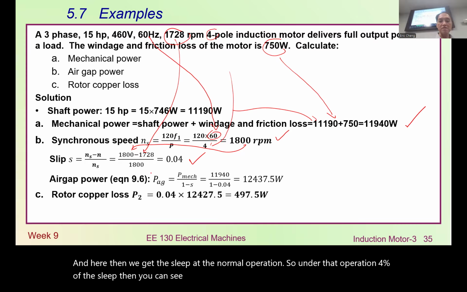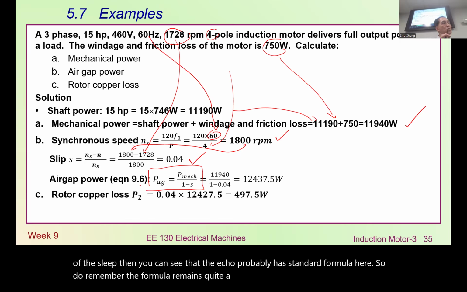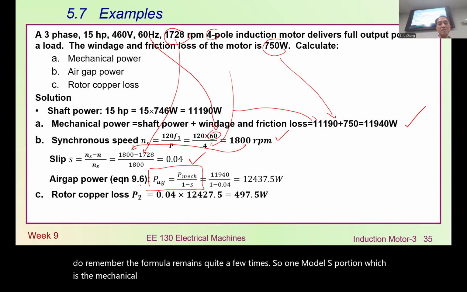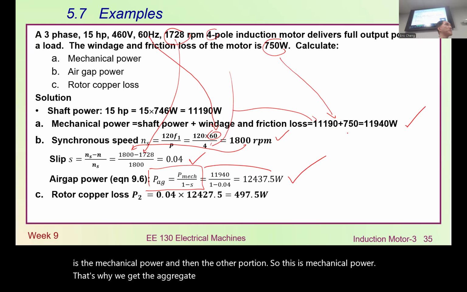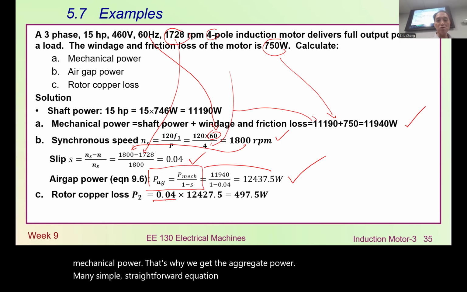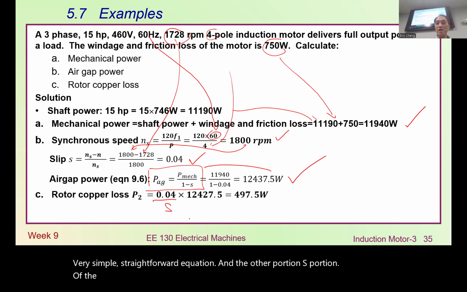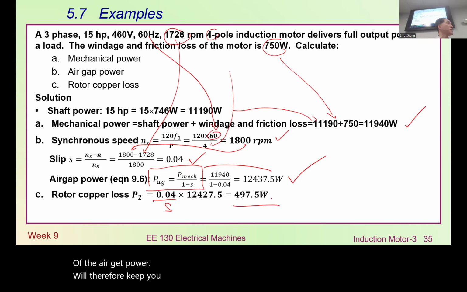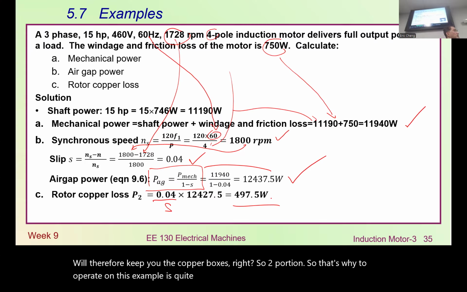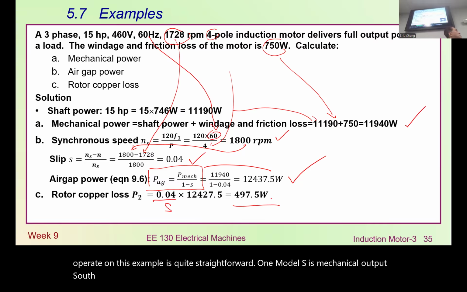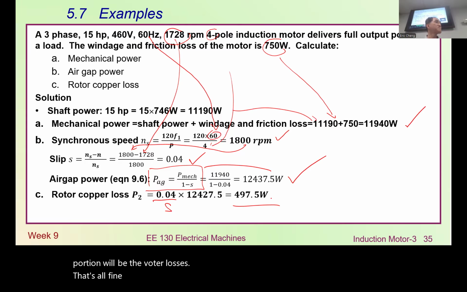Then you can see that for the air gap power, we have a standard formula here. Do you remember the formula? We mentioned it quite a few times. So 1 minus S portion is the mechanical power. That's how we get the air gap power, a very simple, straightforward equation. And the other portion, the S portion of the air gap power, will give you the copper losses. So two portions. That's why operating on this example is quite straightforward. 1 minus S is mechanical output, S portion will be the rotor losses. That's all, right? Okay, good.